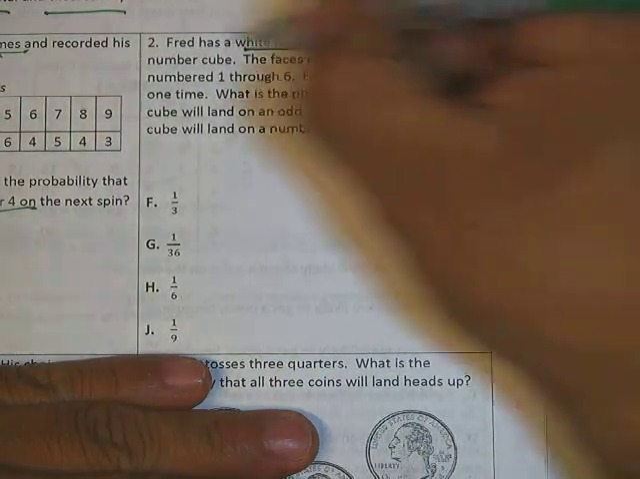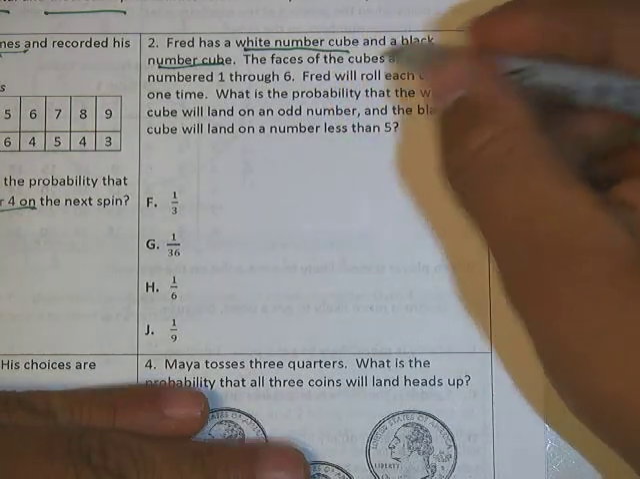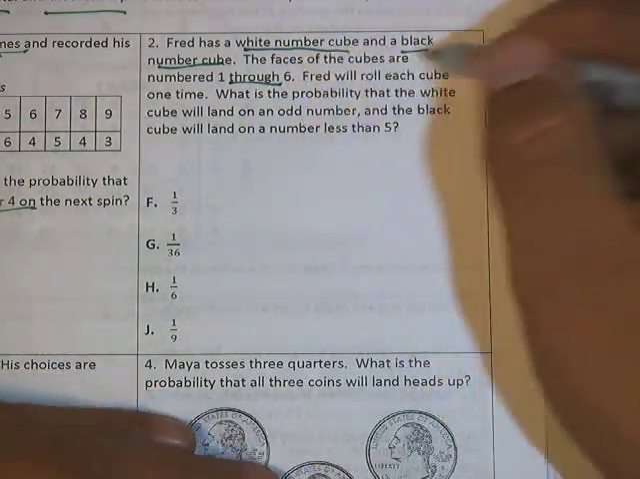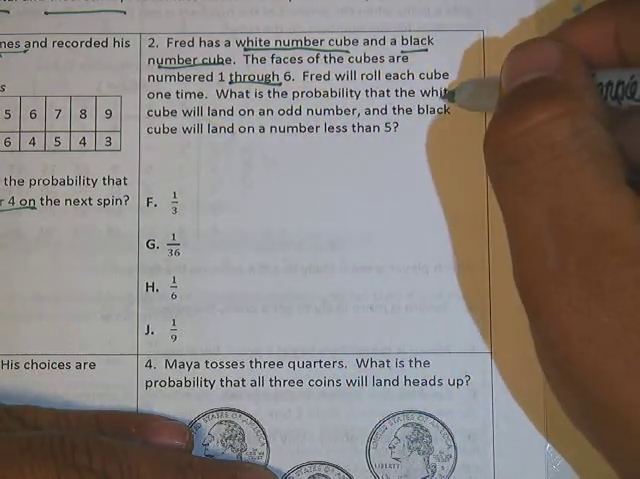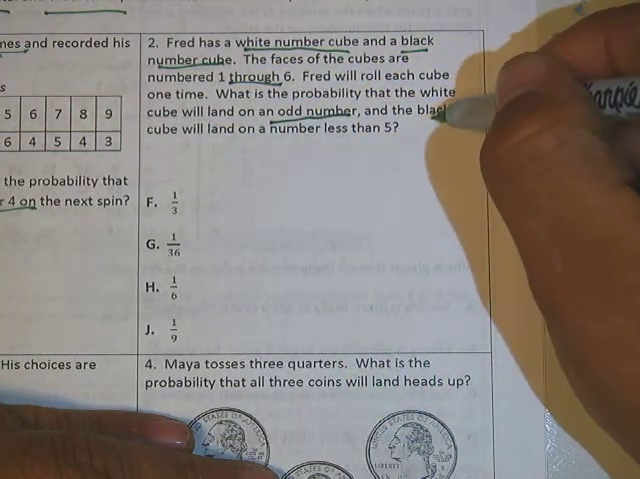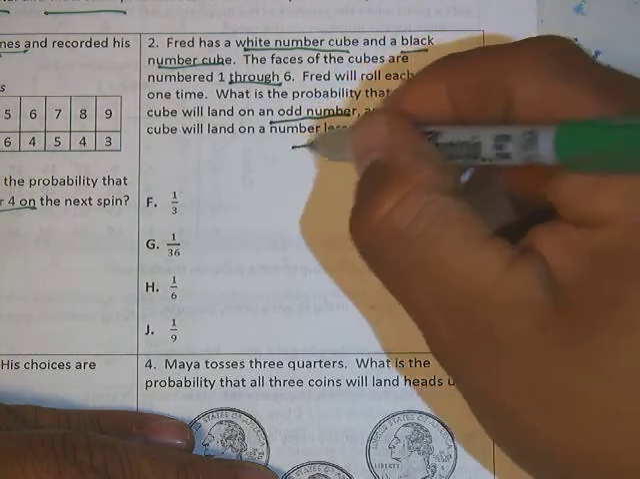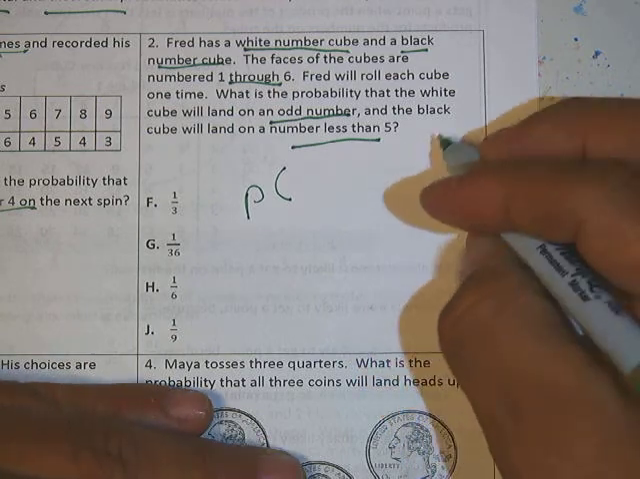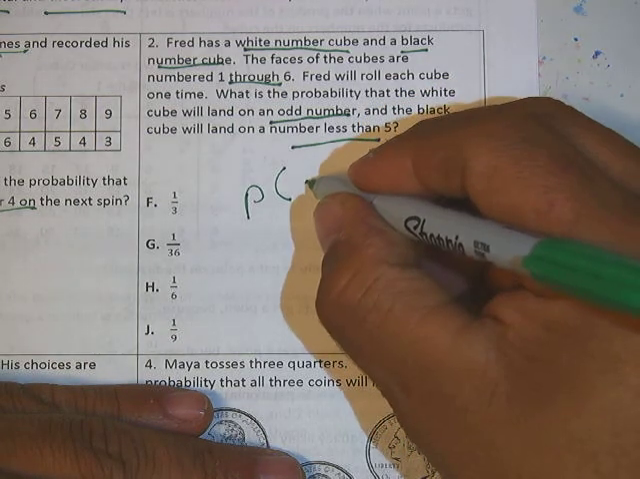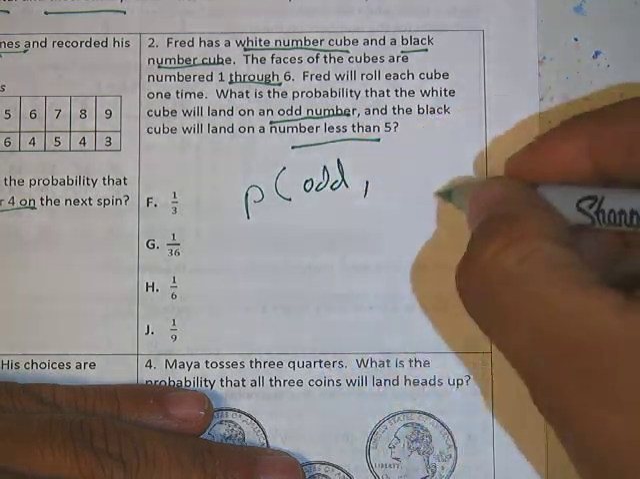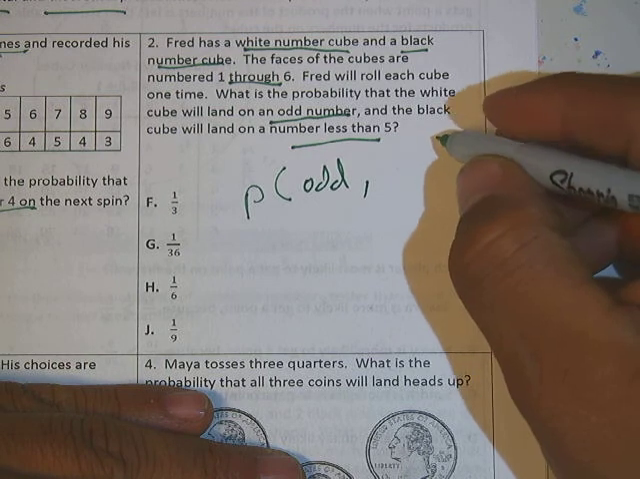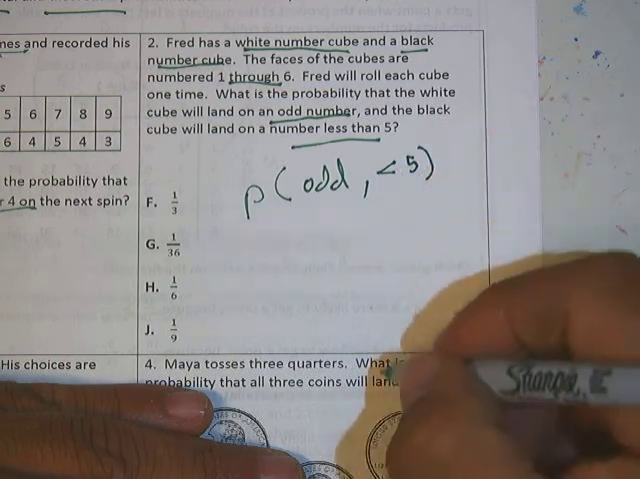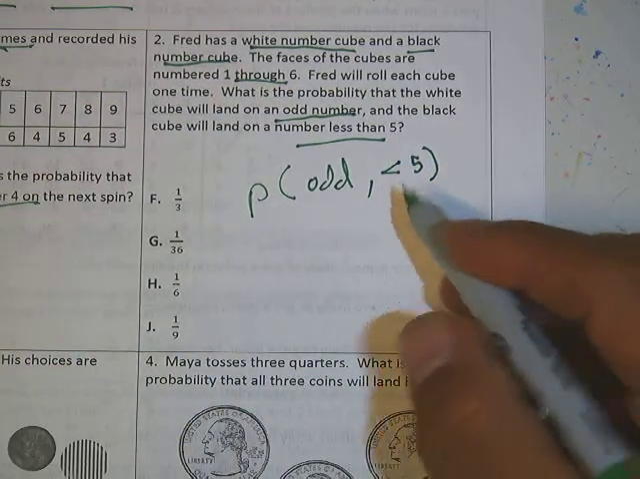Okay, number 2 there. Fred has a white number cube and a black number cube. The faces on the cube are 1 through 6, so we know that they're 1 through 6. Fred will roll each cube 1 time. What is the probability that the white cube will land on an odd number and the black cube will land on a number less than 5? So what you're looking for is the probability on the white one to land on an odd number, and on the black cube you want it to land on a number less than 5.